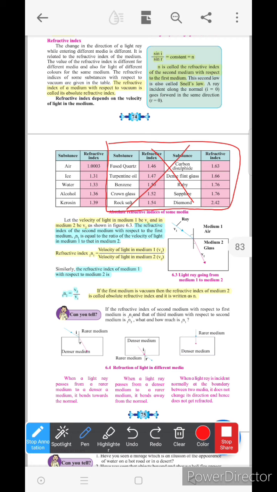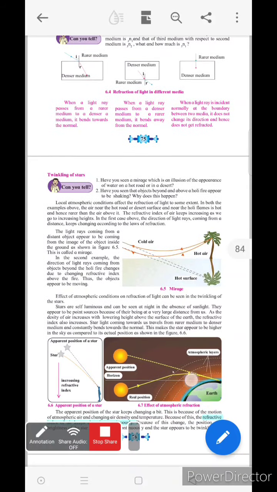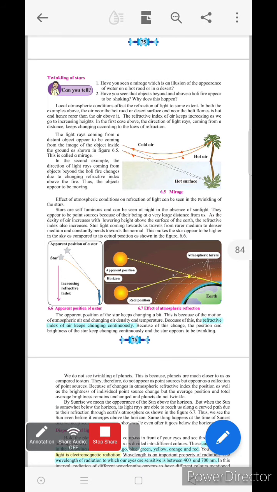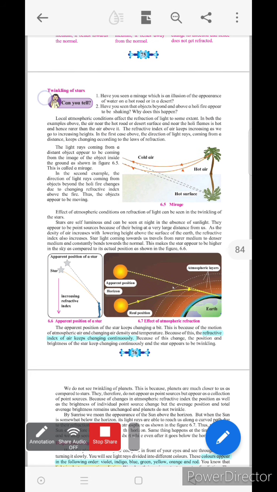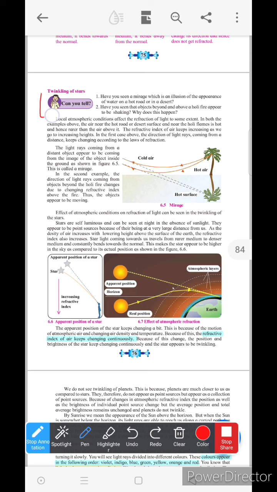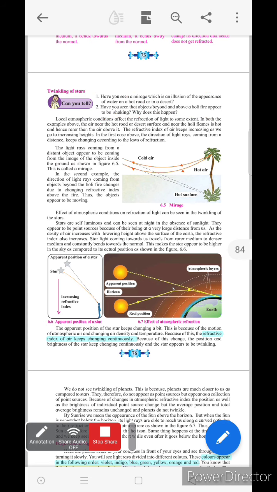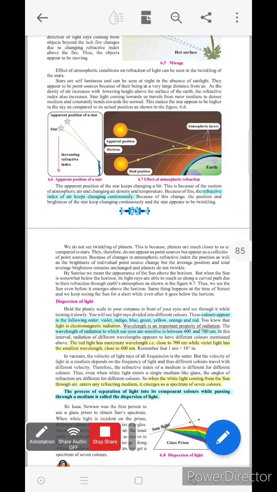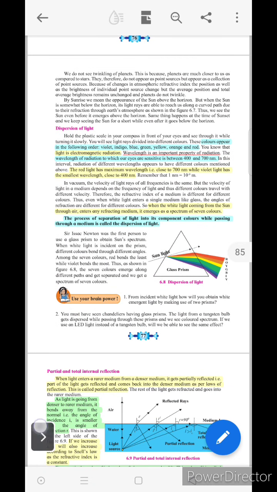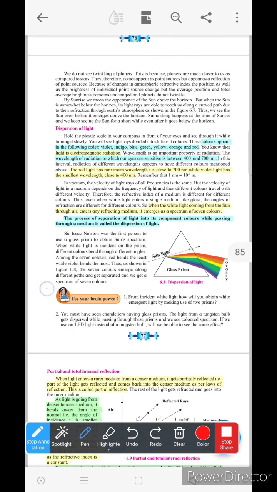Now we will move on to the next page, page number 76. On page number 76 there is a topic that is can you tell, and that can you tell has two questions, and those two questions are removed. So we will move on to the next page, page number 77. On page number 77 the topic is use your brain power. There are two questions, and those two questions are removed from your syllabus.